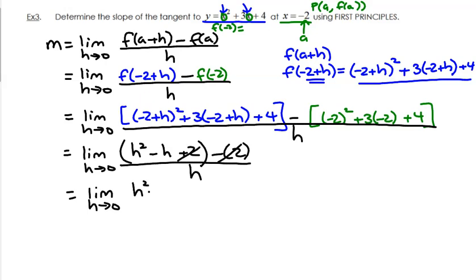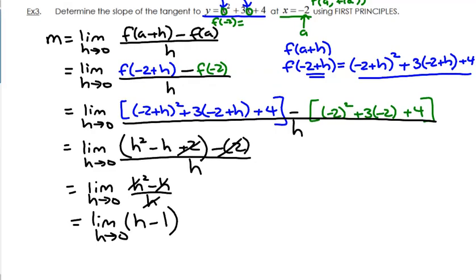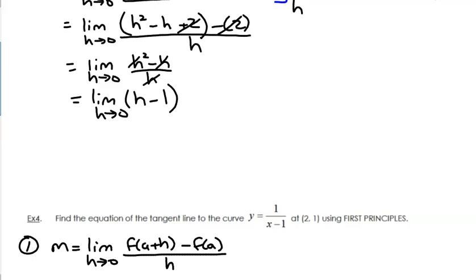I'll have h squared minus h on the top and h on the bottom, and that means that I can divide an h from the bottom with each of the h's on the top, and I'm left with, as h approaches 0, 1h over here minus 1 over there. Now that the bottom is gone, I can sub in my 0. So that's going to go right in there.